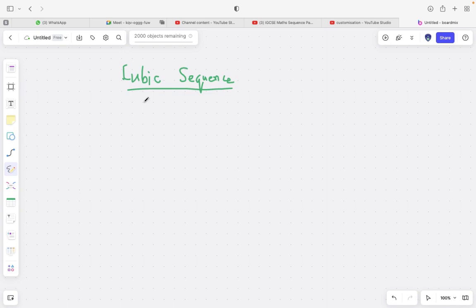Part 3 of our work. This is called the cubic sequence. Part 1 we did introduction to sequence, part 2 we did quadratic sequence, we did some arithmetic sequence and quadratic sequence. So in part 3 today we look at cubic sequence, and we also look at a geometric sequence. So today we round up sequence.